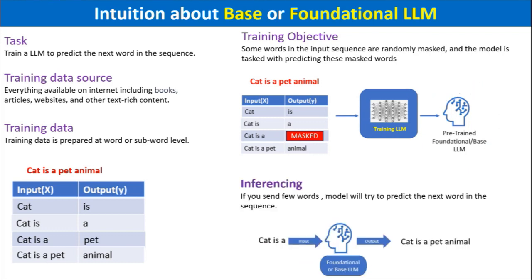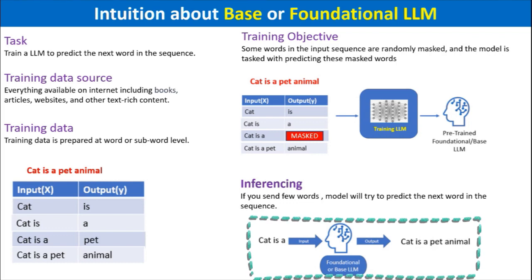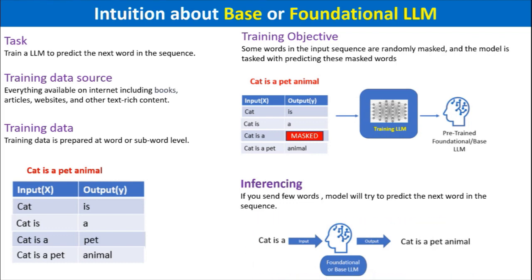During inferencing, the trained model takes a sequence of tokens as an input and predicts the next token in the sequence. For example, given the input sequence "cat is a", the model may generate the prediction "cat is a pet animal", demonstrating its ability to generate coherent language sequences based on learned patterns.